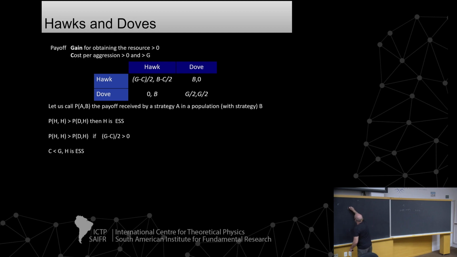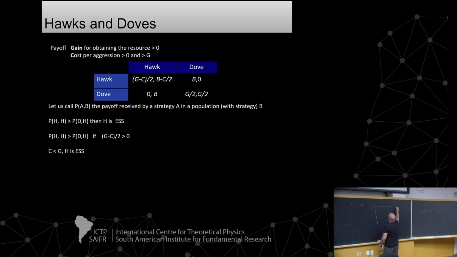So this is hawk, dove, and dove. So here we have chi minus c over 2. Here we have chi and 0. This should be a chi, not a b, like that. Here we have 0, and here we have chi divided by 2. So if a hawk is confronting a hawk, it should pay the cost if it loses the confrontation, and will gain chi if it wins the confrontation. As the probability of winning or losing is 1/2, the payoff is the mean value of this situation.